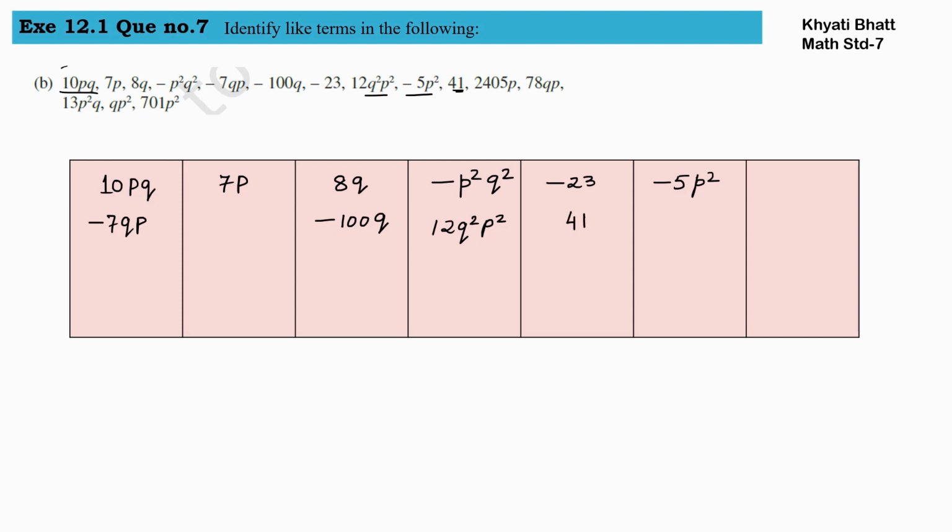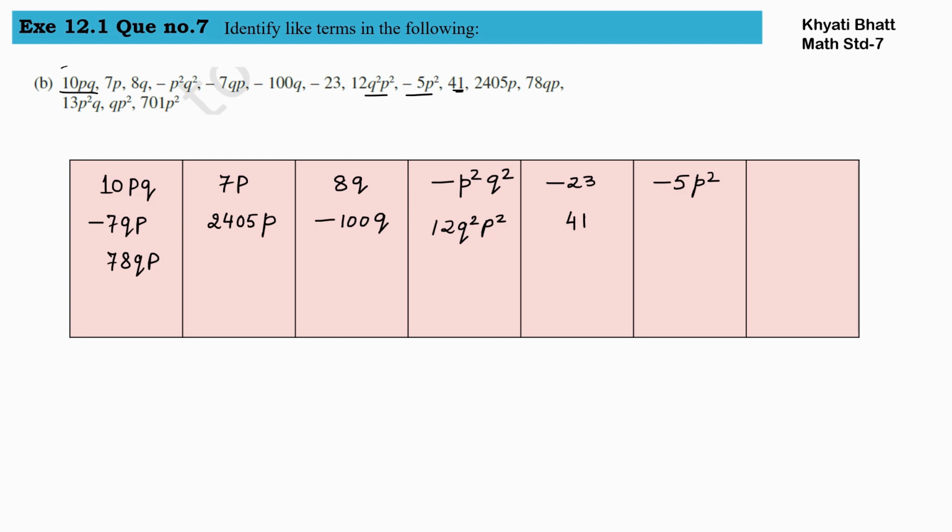Then comes 2405p. So 2405p and 7p are like terms. Then comes 78qp. So qp we have mentioned in the first column. So along with that we are mentioning 78qp.